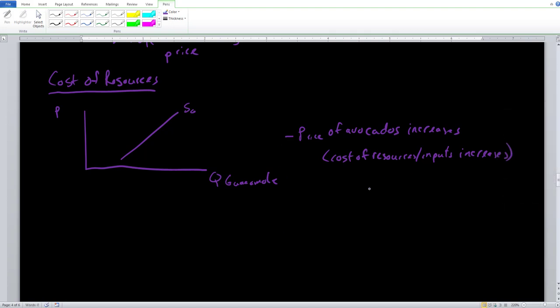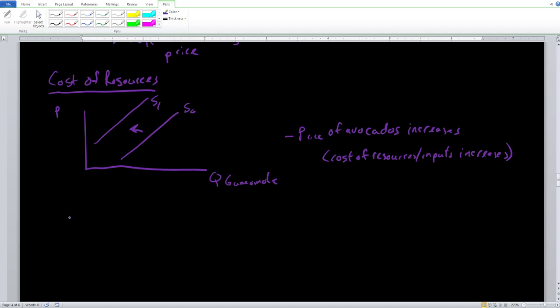What is that going to do to guacamole production? Can we supply more or are we going to supply less guacamole? Because avocados are used in the production of guacamole, if the price of avocados increases, it tells us that we're going to be selling less guacamole, so our supply curve shifts over to the left towards the origin. So therefore, anytime the cost of an input increases, if labor costs increase, if raw material cost increases, then we're going to supply less of this particular good.